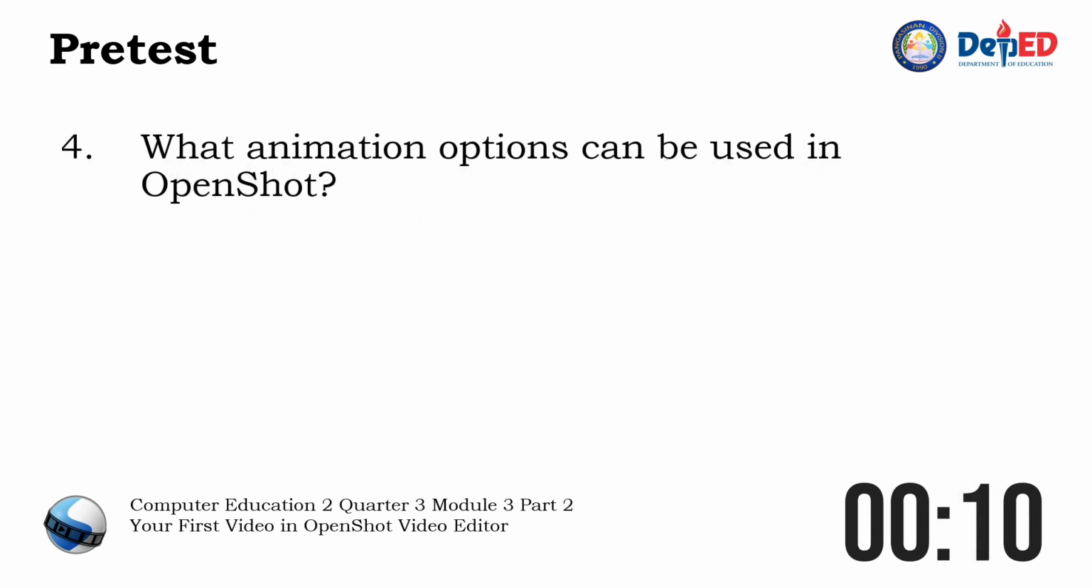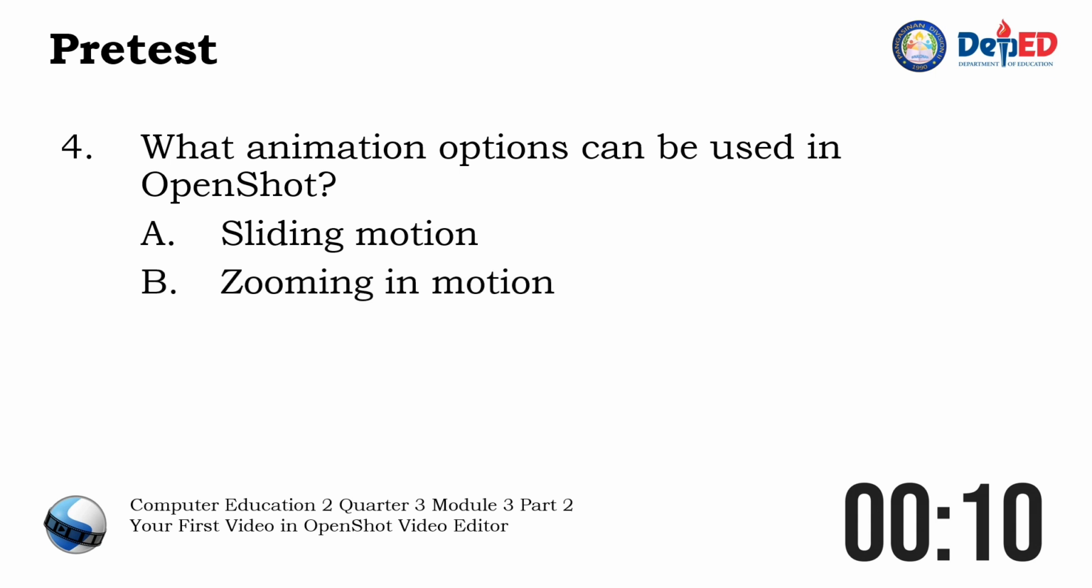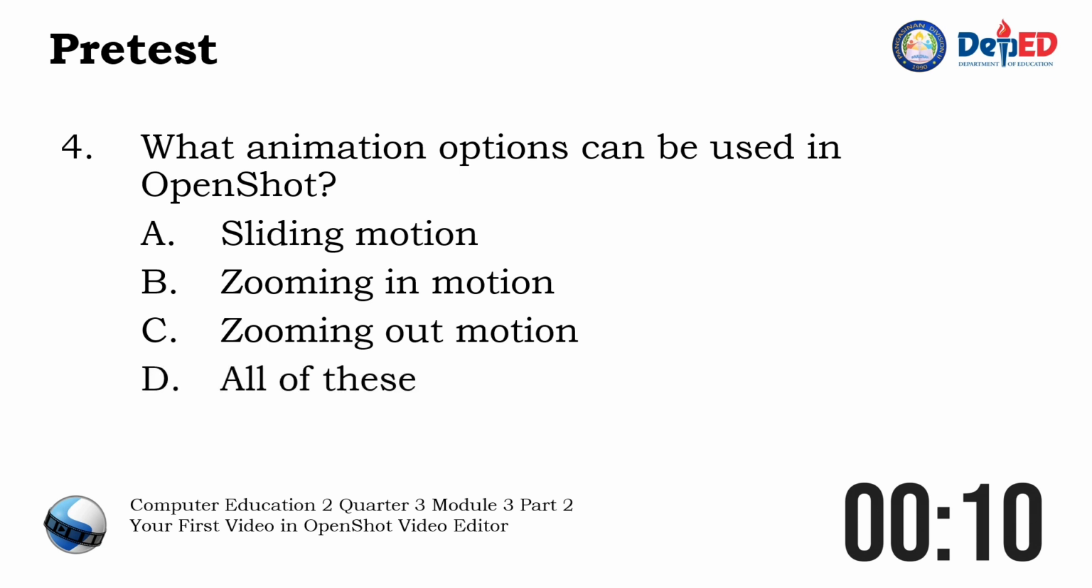4. What animation options can be used in OpenShot? A. Sliding motion. B. Zooming in motion. C. Zooming out motion. D. All of these. If your answer is D, then you are correct.